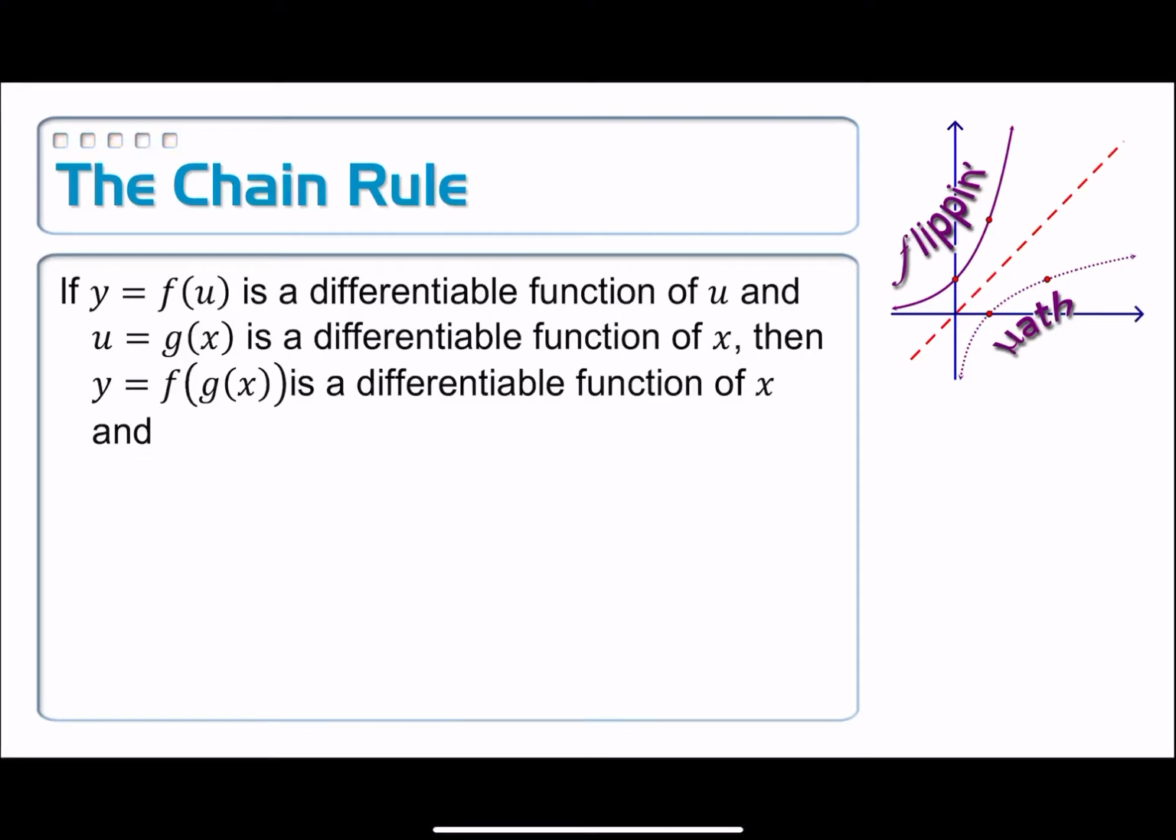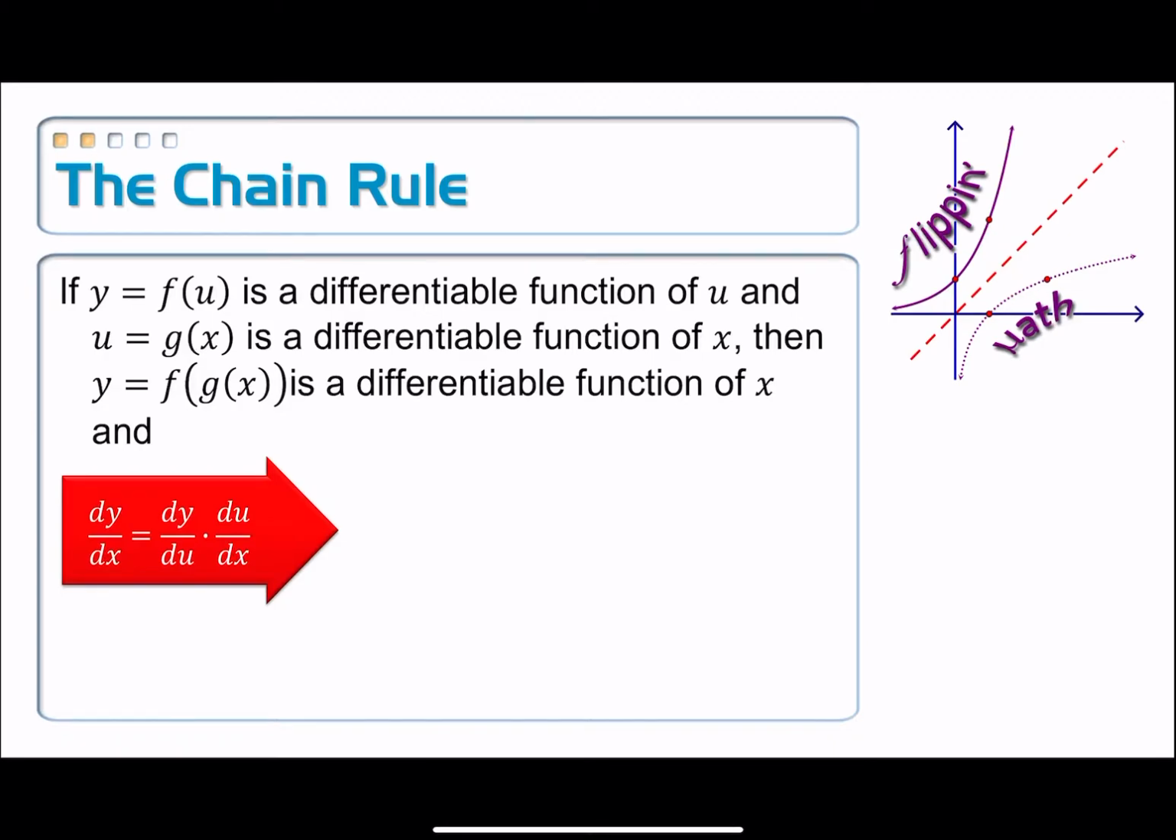Here then is the formal statement of the chain rule. If y equals f of u is a differentiable function of u, and u equals g of x is a differentiable function of x, then we have a composition here. y equals f composed with g of x is a differentiable function of x, and here it is in Leibniz notation. We have the derivative of y with respect to x is equal to the derivative of y with respect to u times the derivative of u with respect to x.